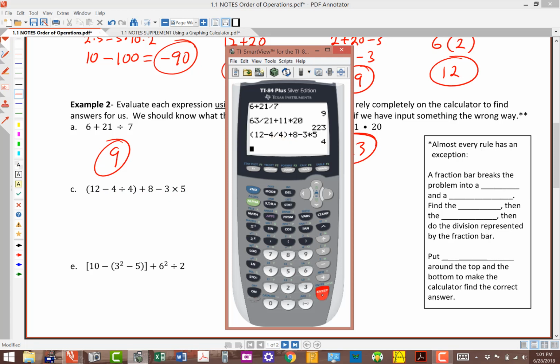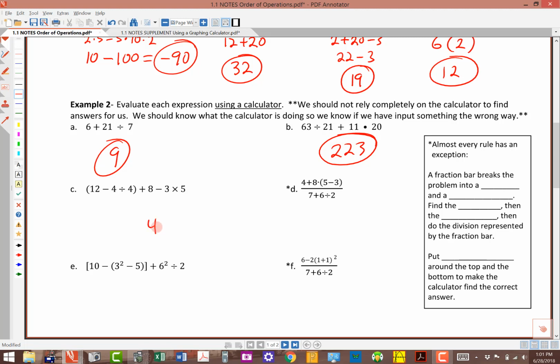Let's hit enter, and we end up with a 4. That is a little bit surprising to me. So let's just go back and make sure. This would have been 12 minus 1. So that part's going to be 11. So this is going to be 11 plus 8. And then we're going to be subtracting 3 times 5. So we're going to be subtracting 15. That would have been 19 minus 15. Yep, we end up with 4. So it got the right answer. We're in good shape there. Always a good idea to double check every once in a while.